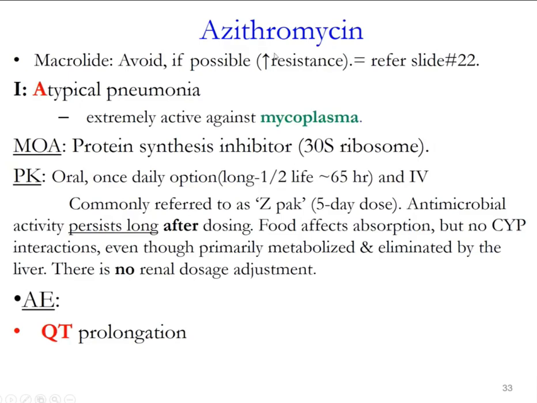So let's look at azithromycin. It's a macrolide. Avoid if possible because it increases resistance. You have to go back and refer to that slide again. Atypical pneumonia, that's the coverage. This is extremely active against mycoplasma. How does this drug work? Okay, we are going into the second section. We are going step by step, easy, getting harder and harder. But we already know cell wall synthesis inhibitors. Okay, we revised 2 drugs. Now we are going to protein synthesis inhibitors.